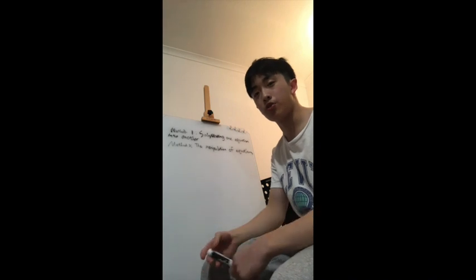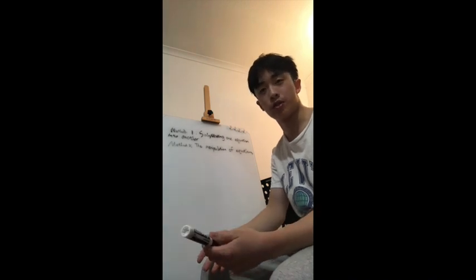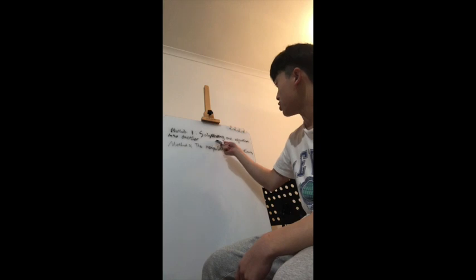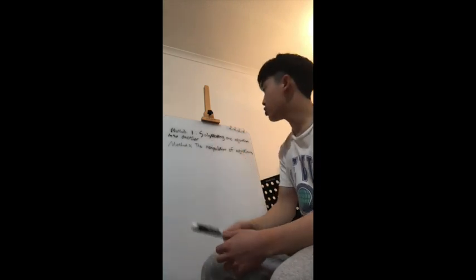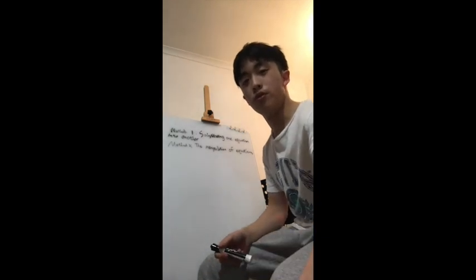Generally speaking, there are two methods of approaching a pair of simultaneous equations. 1. Substituting one equation into another. 2. The manipulation of equations. This video will cover method 1.